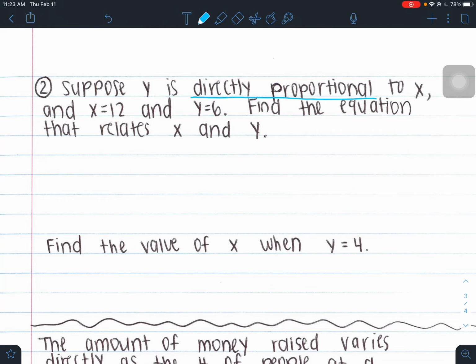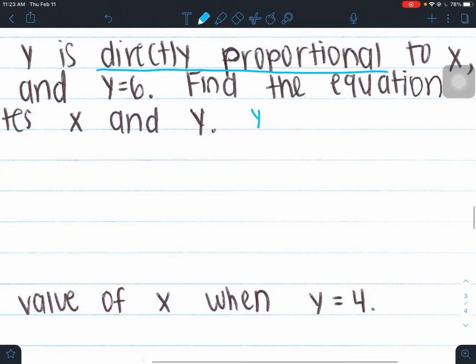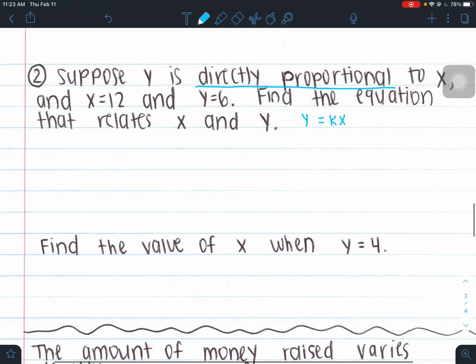Now what letter came first? It says y is directly proportional with x. So it's going to be y first, directly proportional equals k to x. And then we have an x here, so y equals kx. Okay, then it says x is 12 and y equals 6. So x equals 12 and y equals 6.